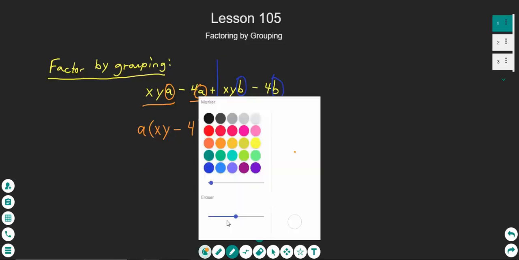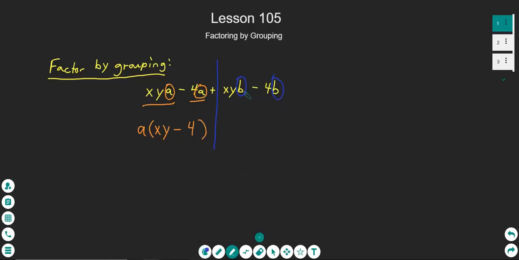Now let's go to the blue side and factor out this common b that we noted before. So if we factor out the common b, we're left with an xy in that first term and a negative 4 in the second term. And by the way, we have a plus sign right here. We don't want to lose him. There's this plus sign that we have to bring down.